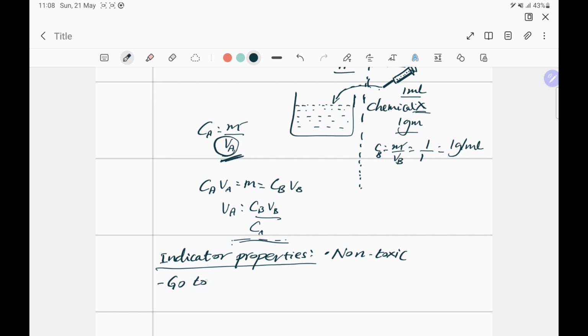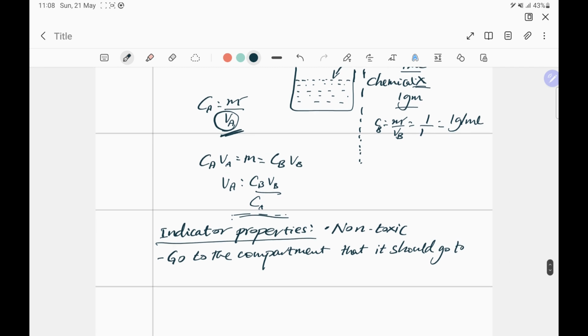So it should go to the compartment that it is meant to go to, and it should not go to other compartments, or you'll get an even further dilution and not an accurate representation of the concentration change, and hence the math is all off.